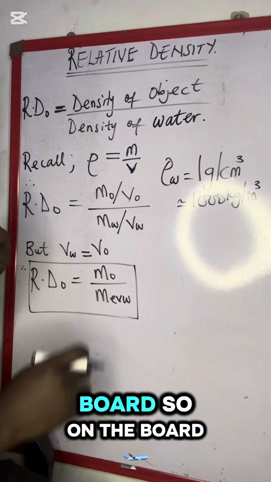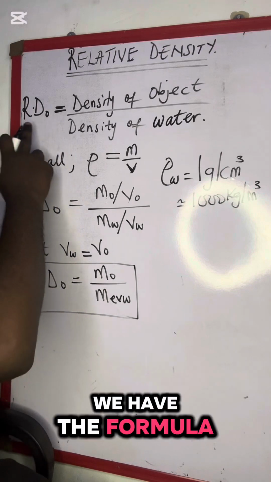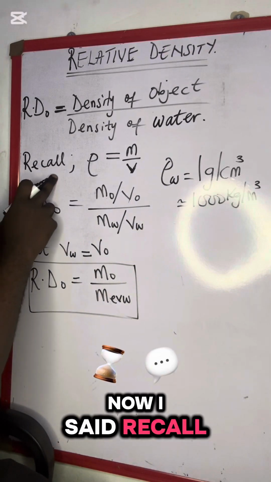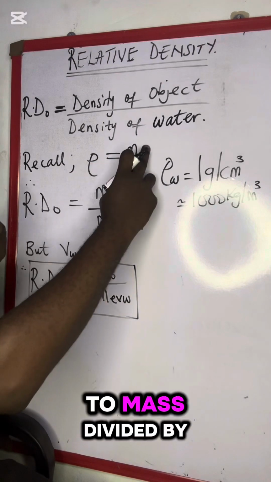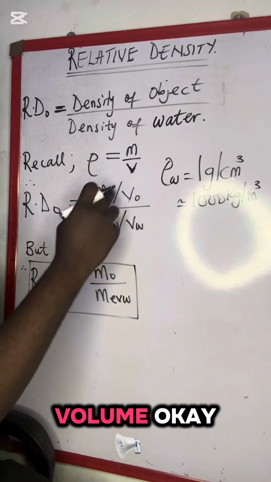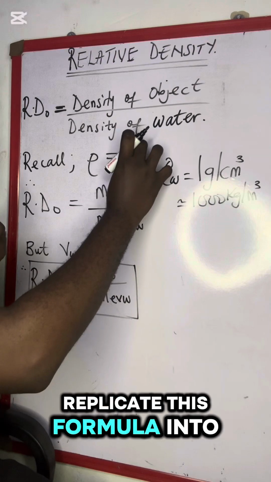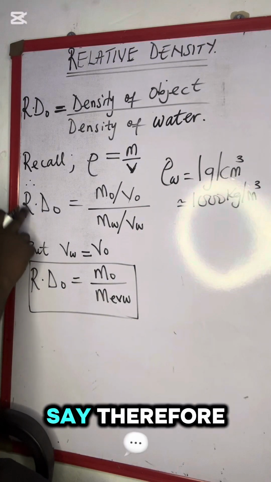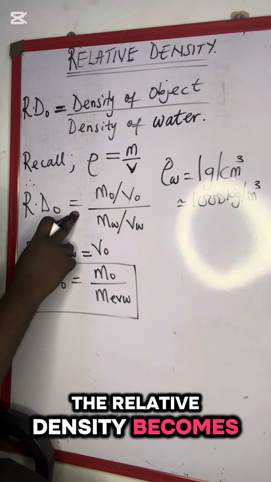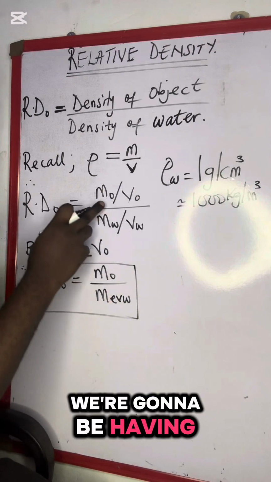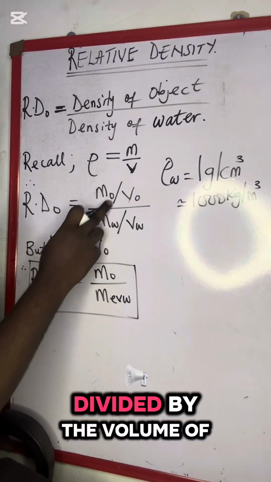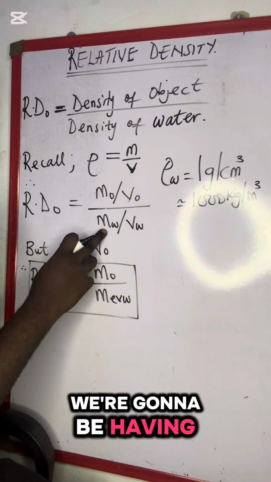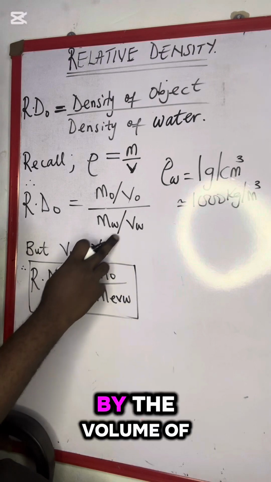Now back to the board. On the board, we have the formula: density of object divided by density of water. Now recall, the density is equal to mass divided by volume. So we're going to replicate this formula into our main formula for today. Therefore, the relative density becomes, for the density of the object, the mass of the object divided by the volume of the object. And for water, mass of water divided by the volume of water.